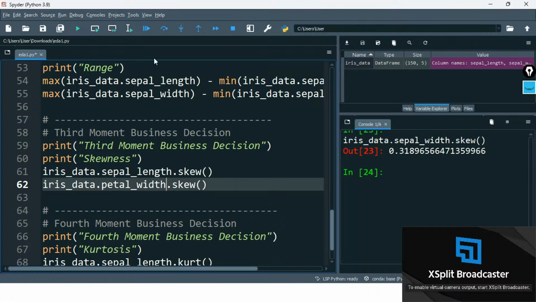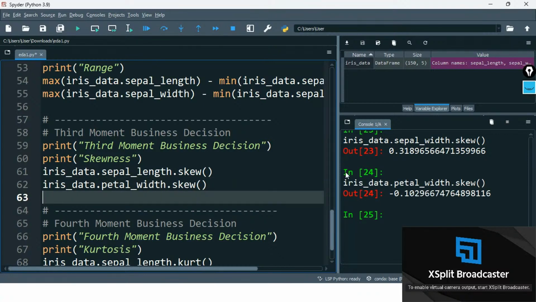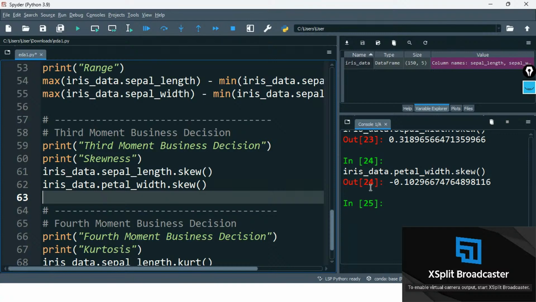Petal width. Let us check. See, minus 0.10. So petal width tells that it is holding a negative skewed data. What does negative skewed data represent? That means we have a long tail towards our left hand side. The extreme values are towards the left hand side.